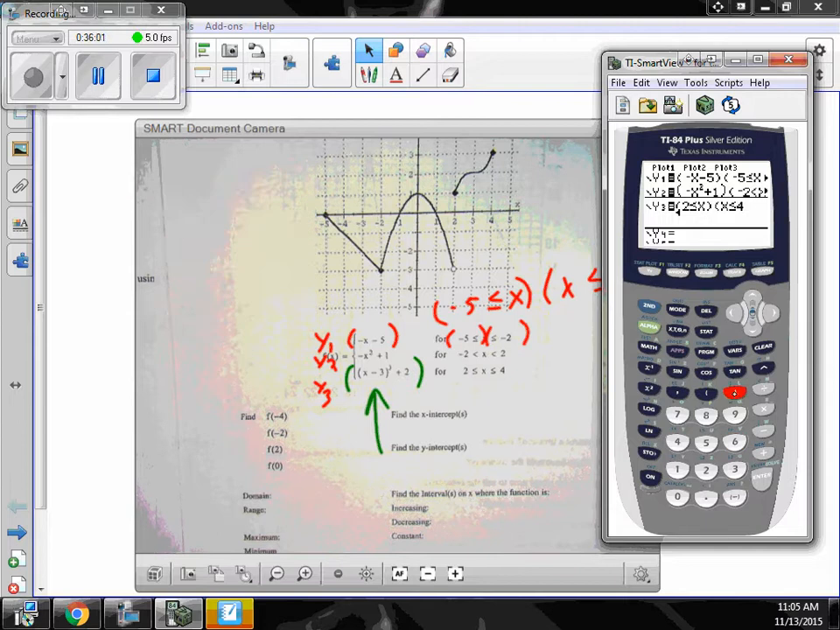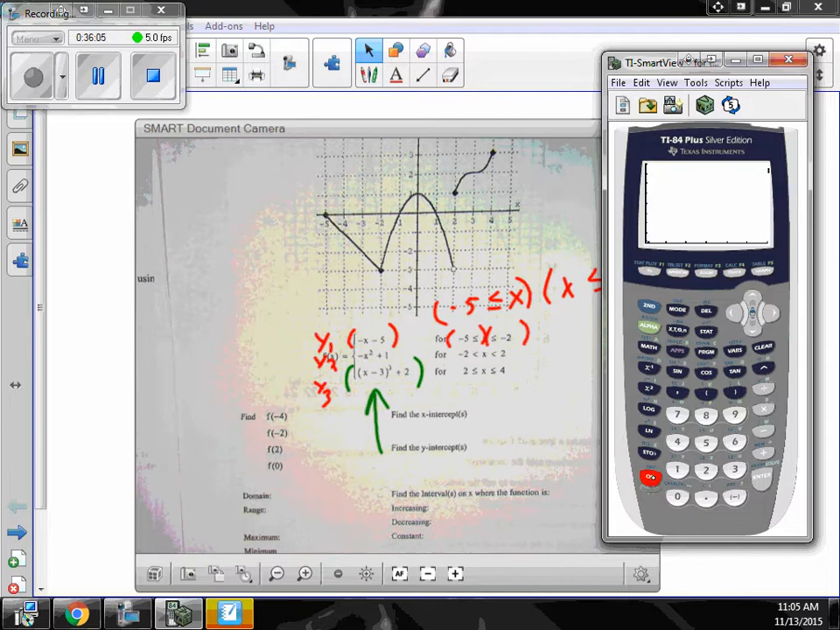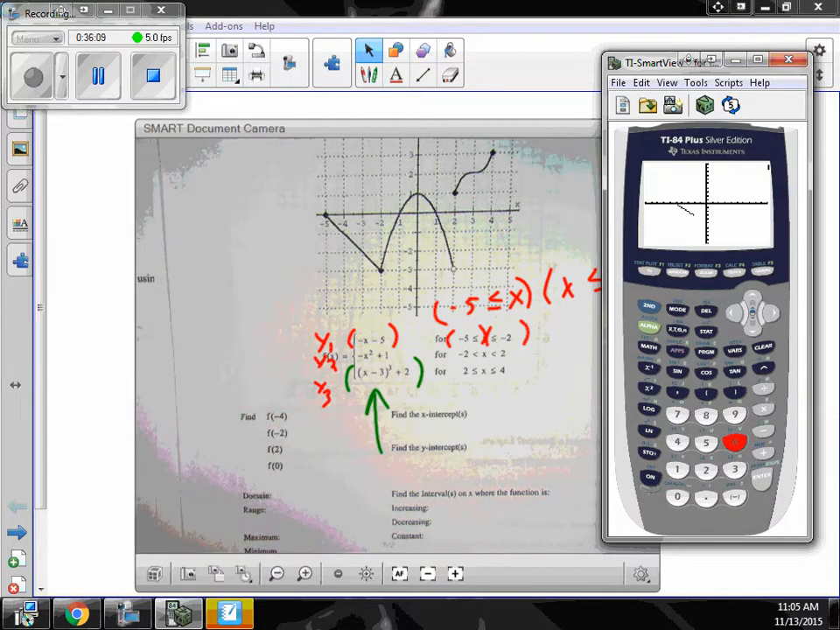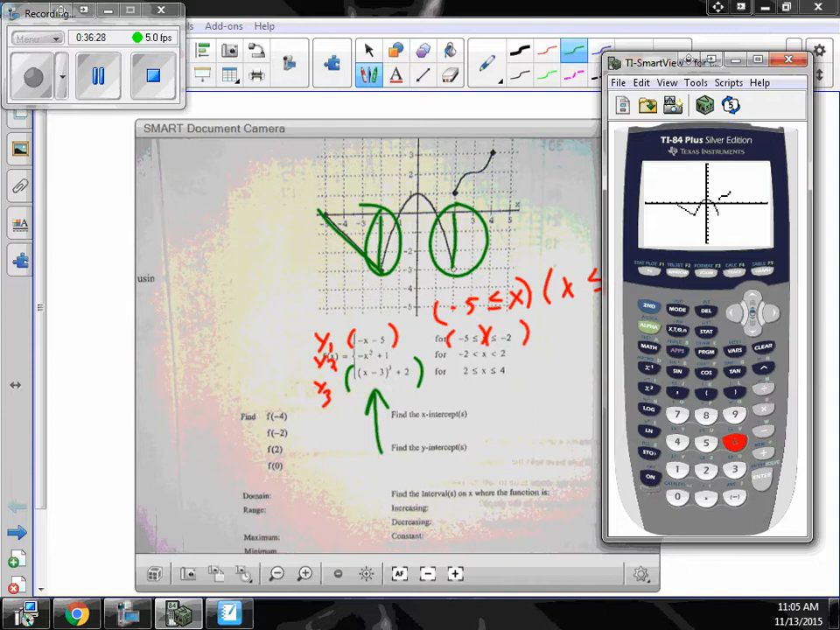And now, when I graph it, I need to change my window. So you should see those pieces. Now, hold on a second. On some of your calculators, it's going to graph, and then it will draw a line to the x-axis. Ignore that line. And then it will draw a line to the x-axis there. Ignore that line. If you have an older calculator, it will draw those lines. Okay, go ahead and hand that in.